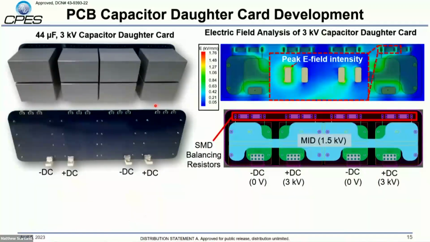We took the same approach to designing the medium voltage capacitor cards, using heavily the E-field analysis on this. And this really gave us the opportunity to take advantage of surface mount components for balancing resistors, again reducing the medium voltage risk of the converter, allowing us to get higher power density out of it.